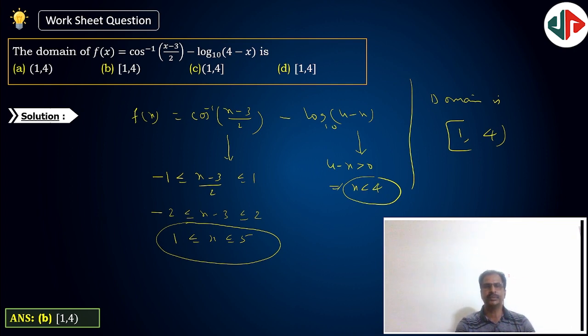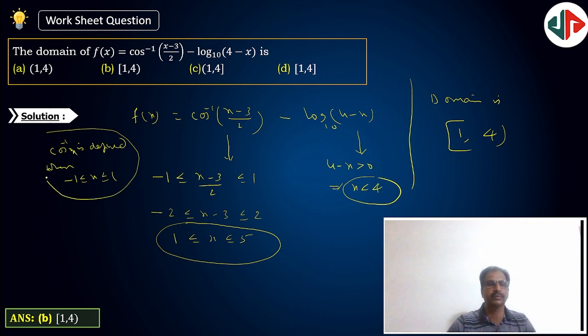Find individual domains and then the intersection of those two. We know that cos inverse x is defined only when x lies between minus 1 and 1. This is the domain of cos inverse x. In place of x, we have (x minus 3) by 2.